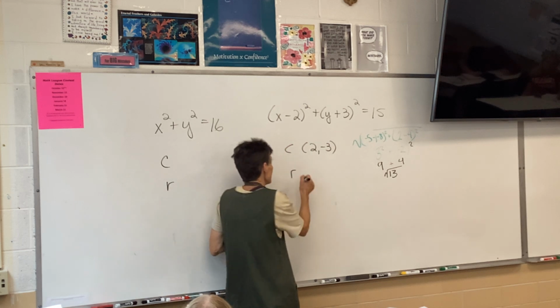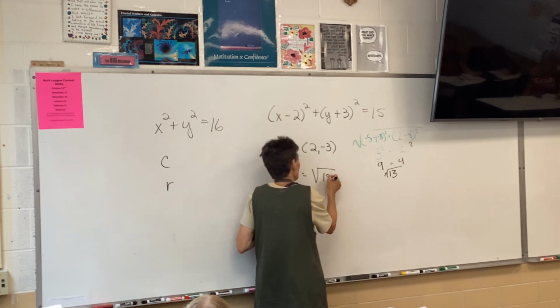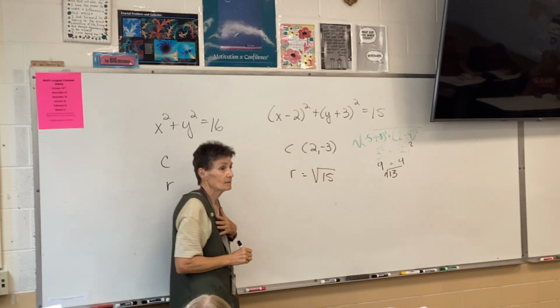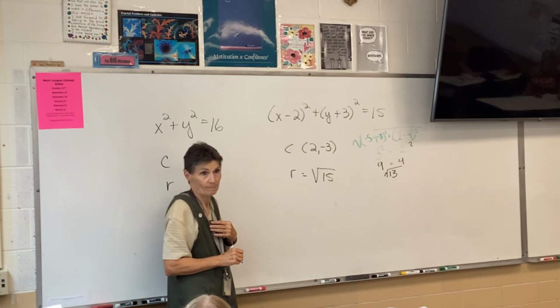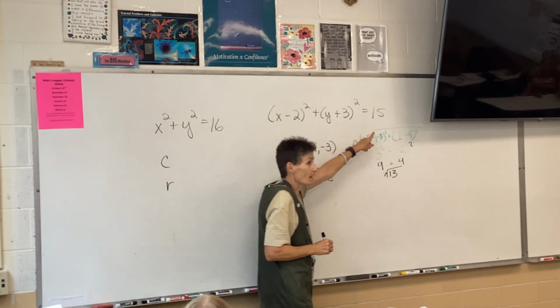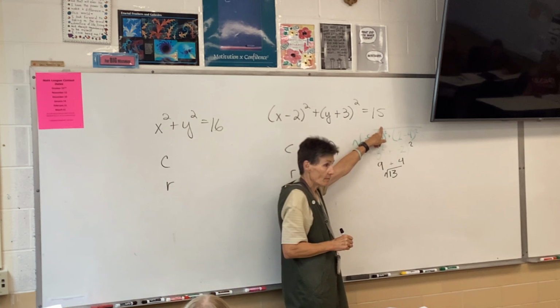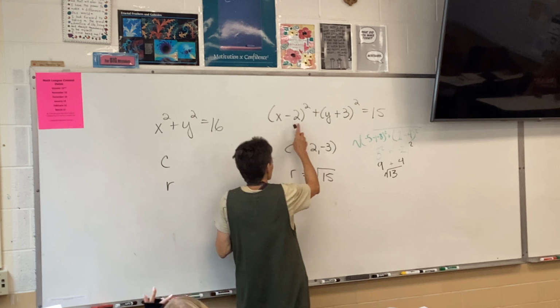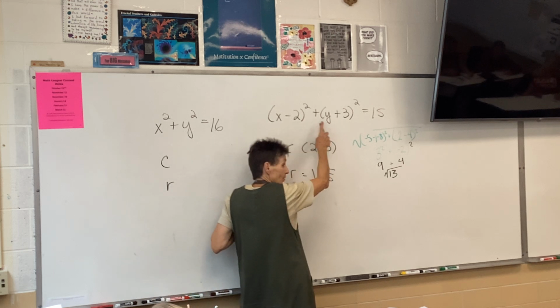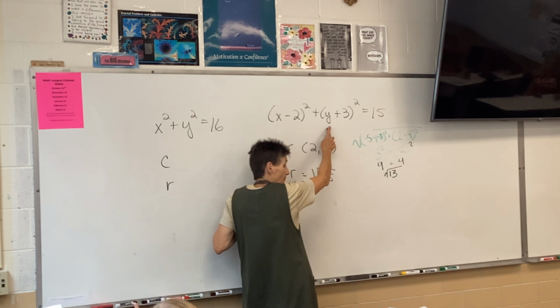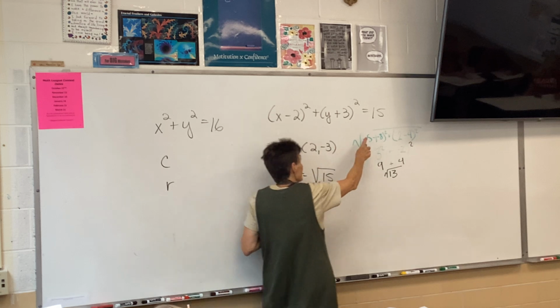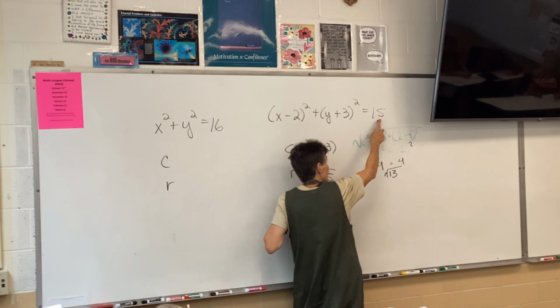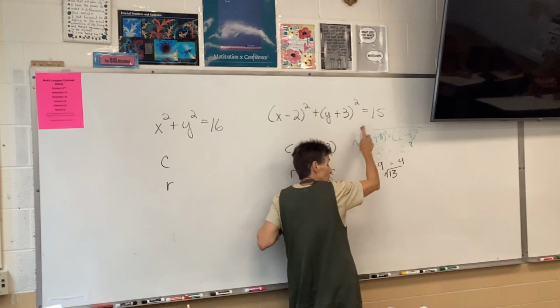The radius is the square root of 15. Where did that come from? I square rooted that number right there. Guys, it's that easy. Your center is the opposite of what you've got here, and your radius is the square root of whatever you've got over here.